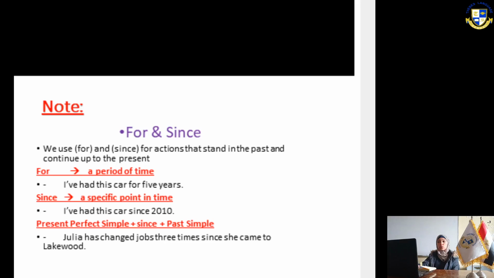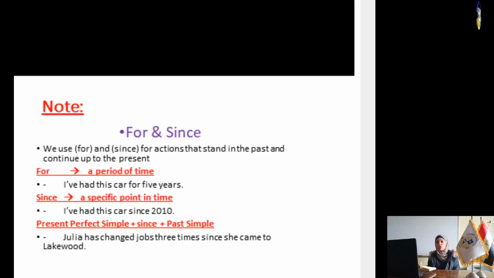But we can use since for a specific point in time. For example, you can say, I have had this car since 2010. Now, as you see, you have a specific point in time. That's why you are using since. And also, guys, you have to notice this form. We can use since in the middle of the sentence, and after since will be past simple, and before since it will be present perfect simple. For example, you can say, Julia has changed jobs 3 times since she came to Lakewood. Now, guys, we have finished slide 10.